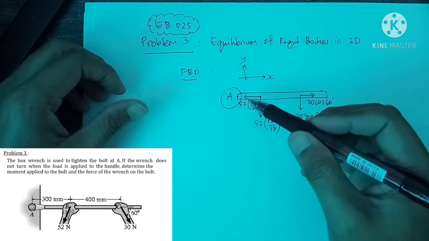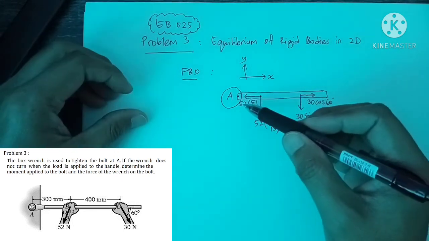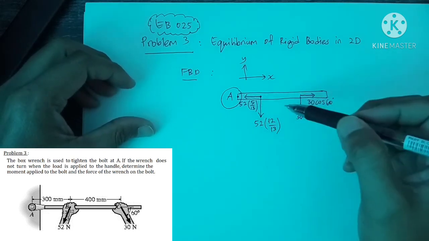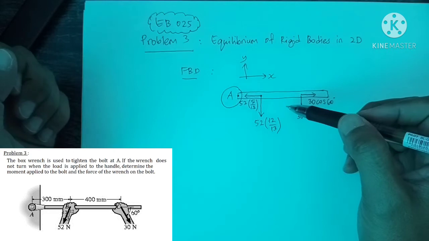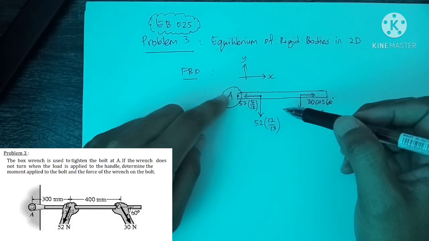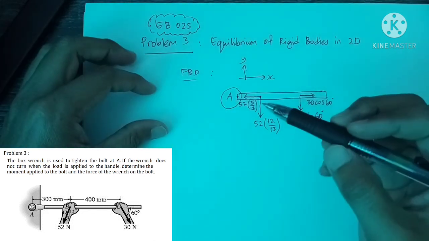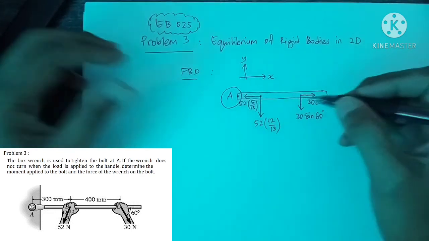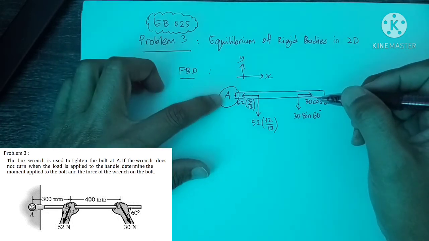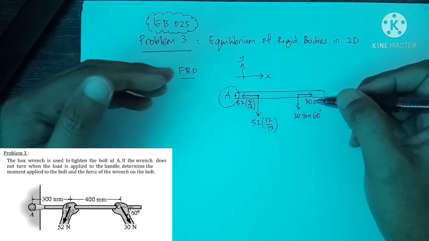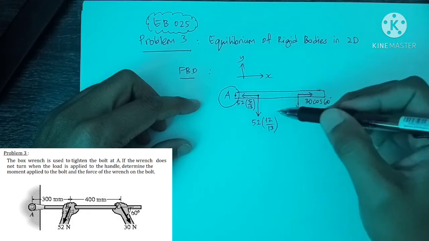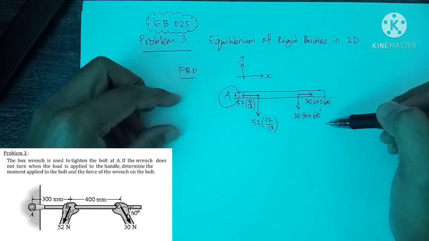So what types of reaction, how many unknowns will be exerted at point A? That's the problem. Notice that in this rigid body there is only one critical point, which refers to the bolt. If we cannot specify directly what type of support is similar to this situation, we can analyze one by one how the bolt will react to these 52 Newton and 30 Newton forces.